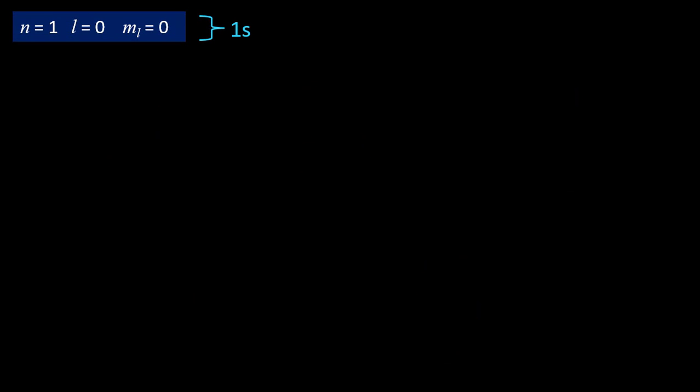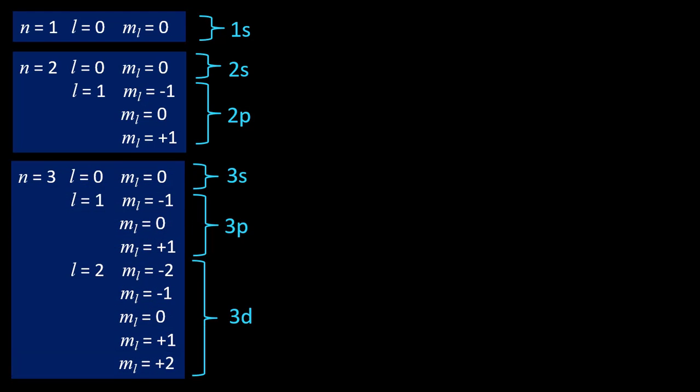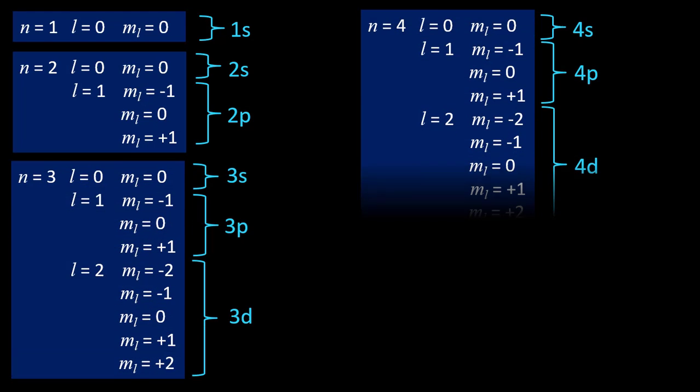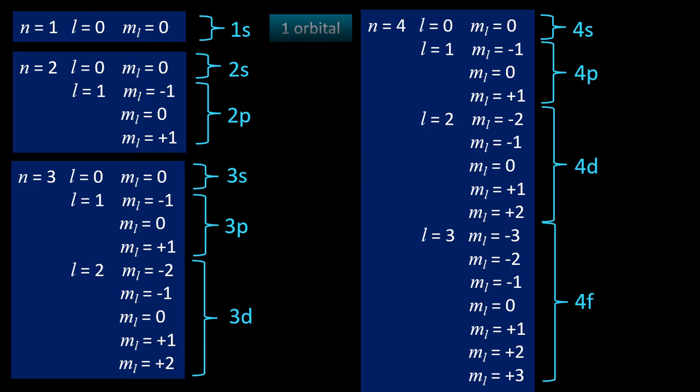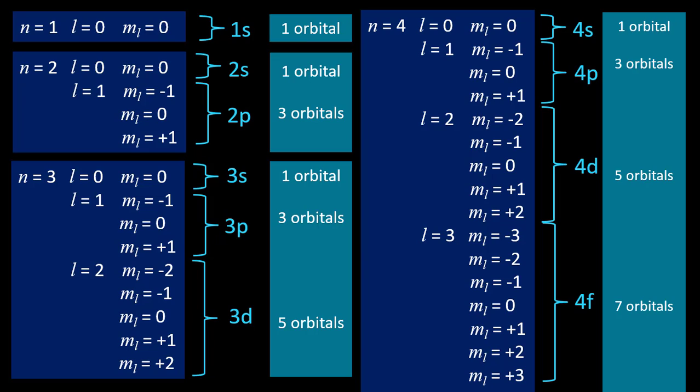So where are we now? When n equals 1, there is just one sort of orbital. It is the 1s orbital. When n equals 2, there is now a single s orbital and 3 p orbitals. So four orbitals in total associated with n equals 2. When n equals 3, we can add in an extra 5 orbitals. And when n equals 4, we have one s orbital, 3 p orbitals, 5 d orbitals, and an extra set of 7 f orbitals.